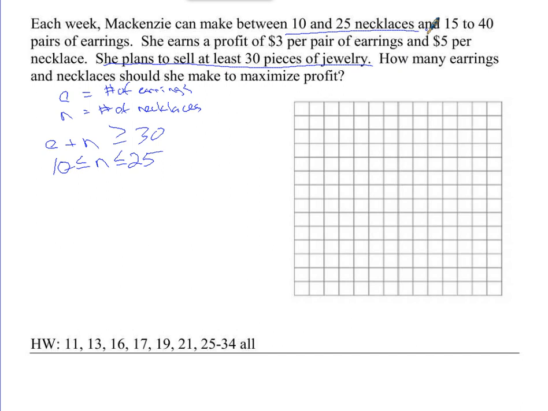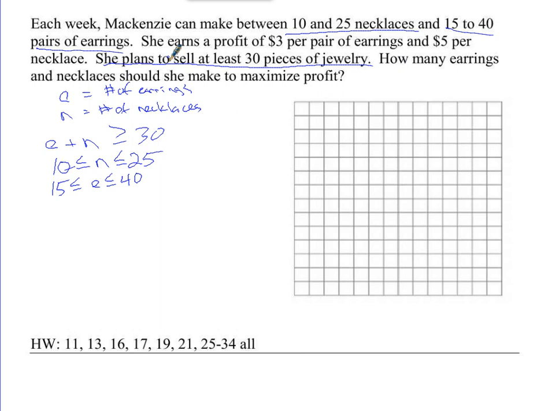15 to 40 pairs of earrings, so I'm going to write, okay, 15 is less than or equal to E is less than or equal to 40. Earrings has to be greater than or equal to 15. Earrings has to be less than or equal to 40. Any others? We took out this piece. Any more information here?